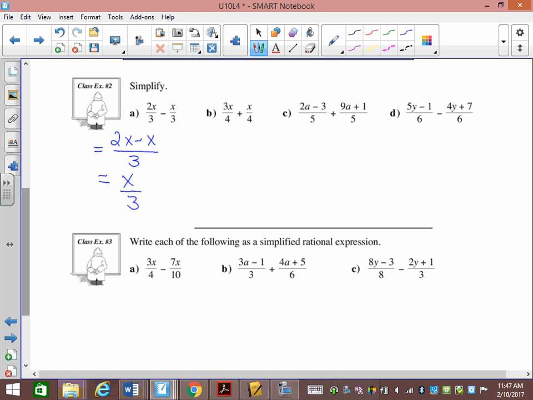What's great about the fact that there is no variable in this denominator? A lot of things. One really big thing, we don't have to state NPVs. There aren't any. That denominator can't be 0. It's 3. You only have to state NPVs when you have a letter in the denominator, a variable. 2x minus x. So it's like 2 apples minus 1 apple. You have 1 apple.